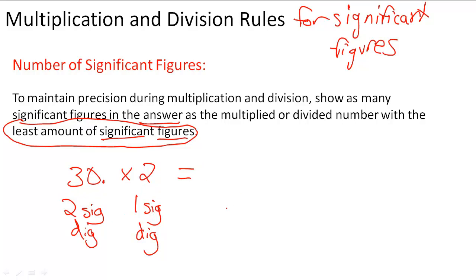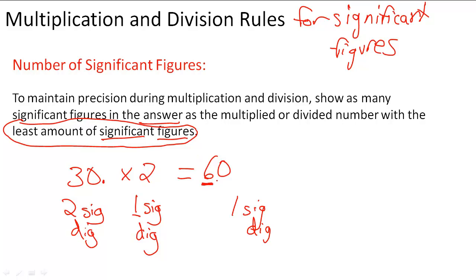So the answer must have how many significant digits? 1 significant digit, because 1 is less than 2 and it's the least amount of significant figures. And I counted the number of significant figures to figure that out. So 2 times 30 is going to give me 60, but I'm not going to put a decimal point here because that's going to make it 2 significant figures. I'm just going to leave it like that, and that has only 1 significant figure, 6.